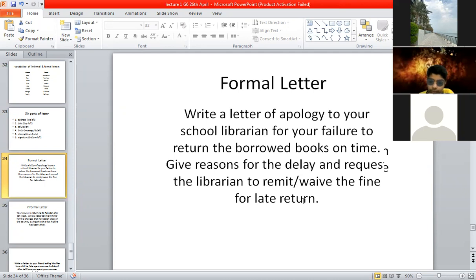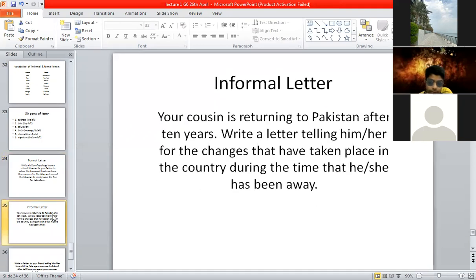Remit or waive means cancel the fine. You are fined because you are returning the books late. So that's why you are fined. And you will also request the librarian to remit the fine for late return. First of all, you have to tell the reason and then request the librarian to remit the fine.